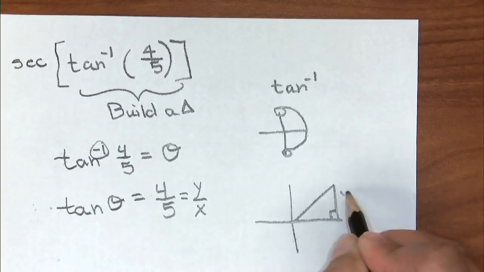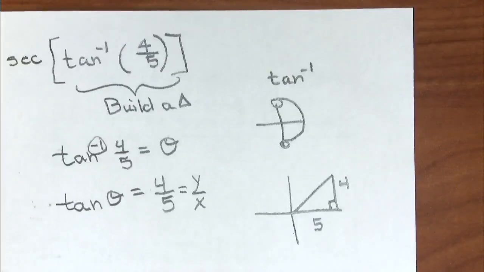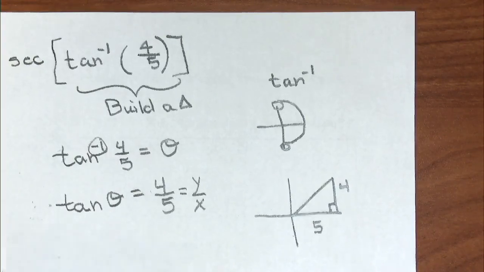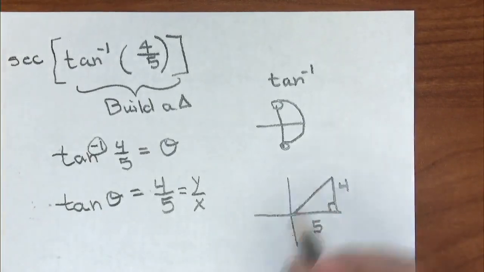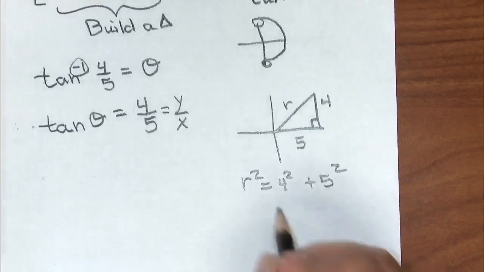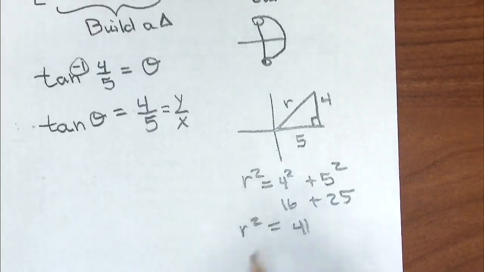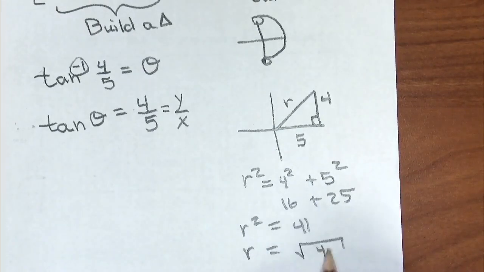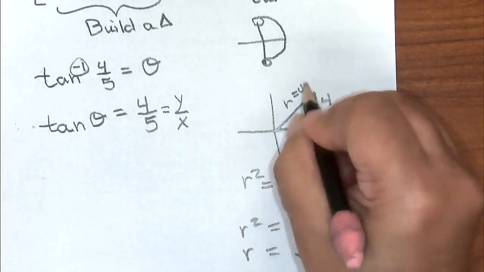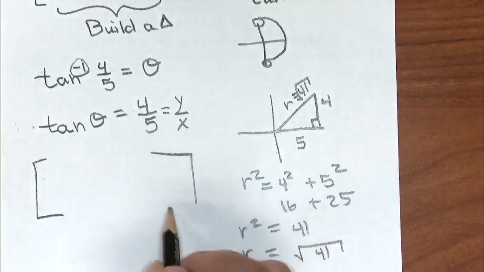I'm going to go put the values on the legs. My y is 4. My x is 5. Does everybody know the 3, 4, 5? Oh, no, this won't be it, because if it was a 3, 4, 5, the 5 would have to be on the hypotenuse. Okay, I'm going to have to do this then. Hypotenuse squared is equal to legs squared plus legs squared. This is 16, this is 25, this is 41, this is r squared. R is therefore the square root of 41.